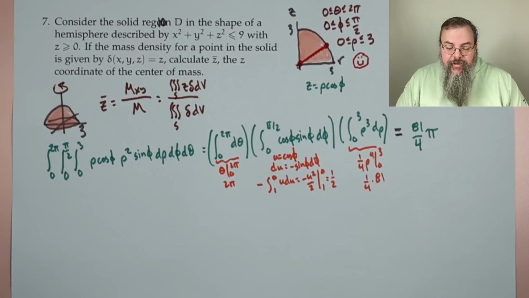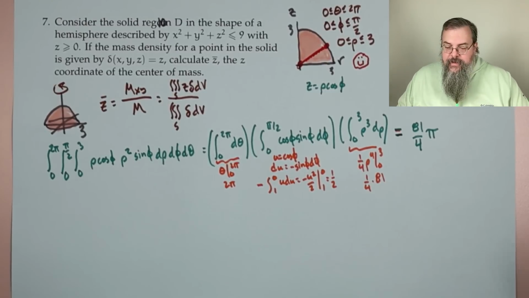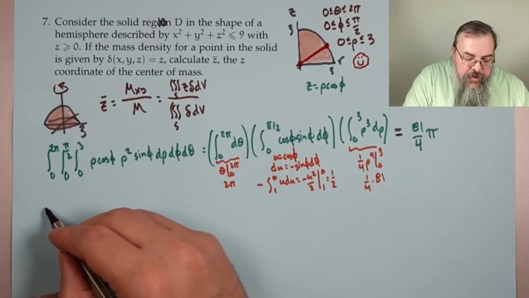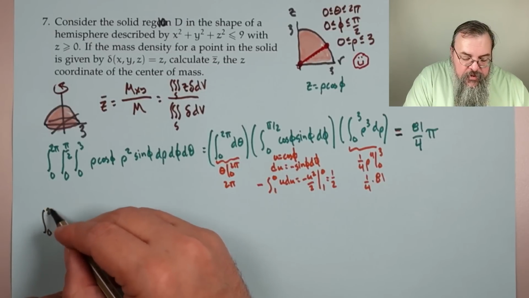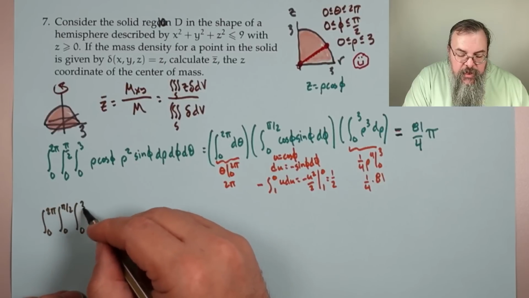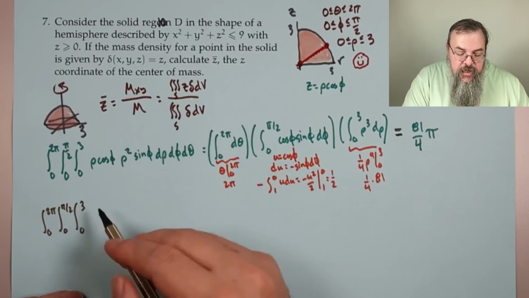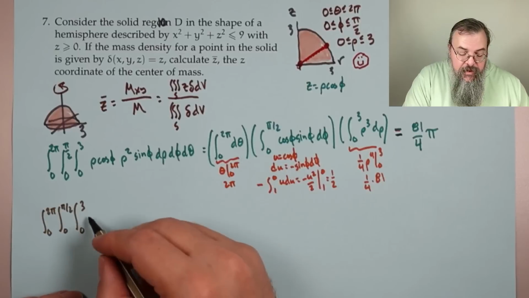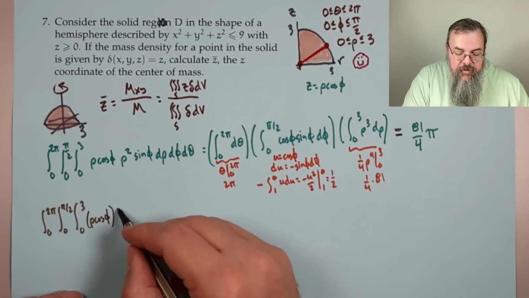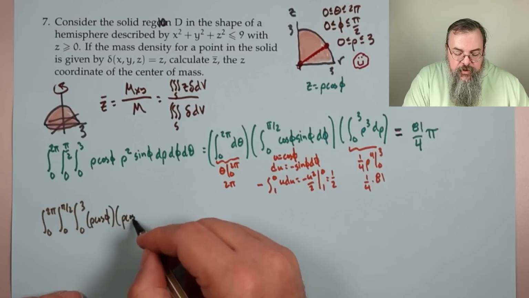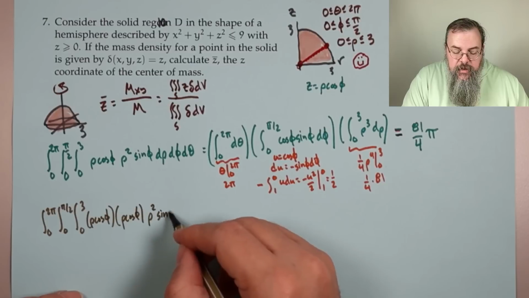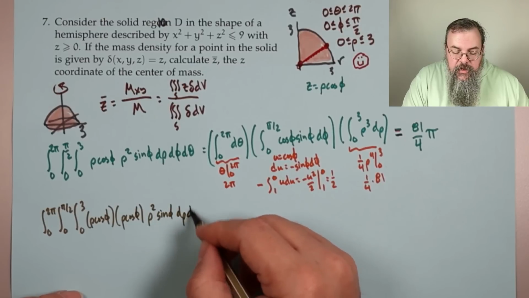All right, so what's our next layer? Switch to a different pen, different integral. So we're going to have integral 0 to 2 pi, integral 0 to pi over 2, integral 0 to 3, and then we have our z, and z is rho cosine phi. So rho cosine phi times our density, which is z, which is rho cosine phi, times our dv, rho sine of phi d rho d phi d theta.